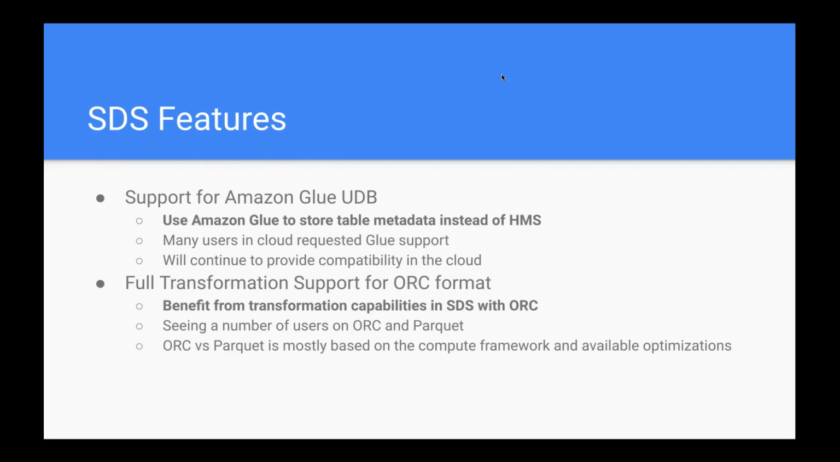Another feature for structured data services is support for the ORC format in terms of transformations. Before, we only supported transformations on the Parquet format, though you could use any format you wanted, from Avro to ORC, and it would work with structured data services. You just wouldn't get the additional optimizations of being able to transform the data. The reason we decided to support ORC as well is because we've seen a mix of ORC and Parquet among the users of structured data services, and the choice isn't clear cut as to whether ORC is better or Parquet is better. It's really up to the various frameworks that people are using.